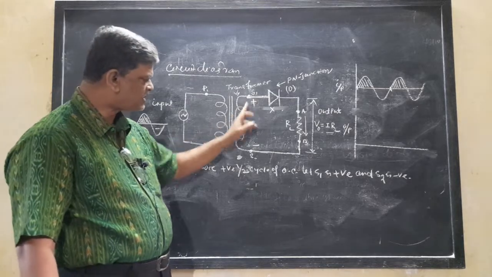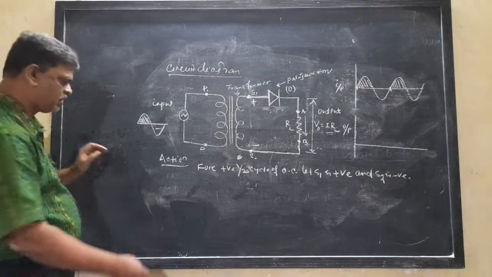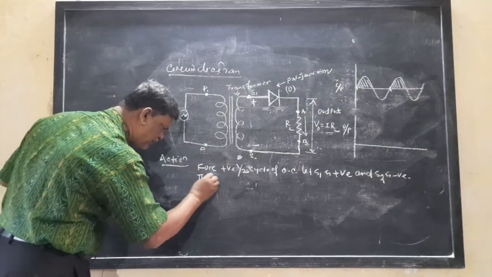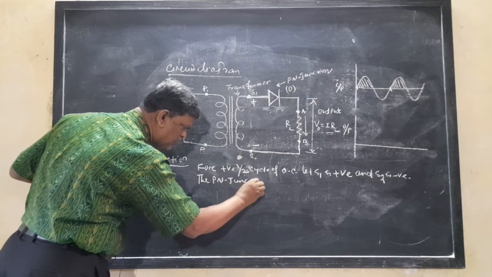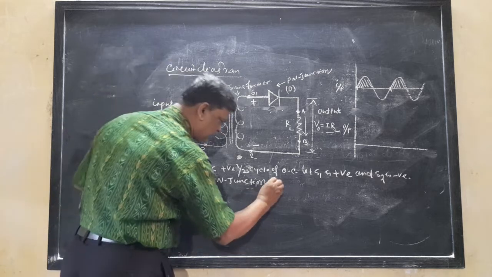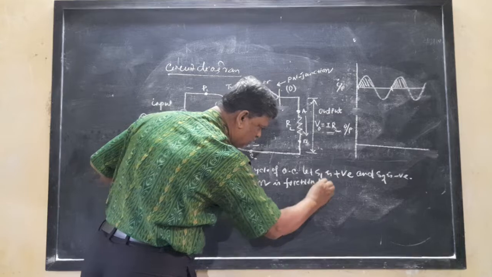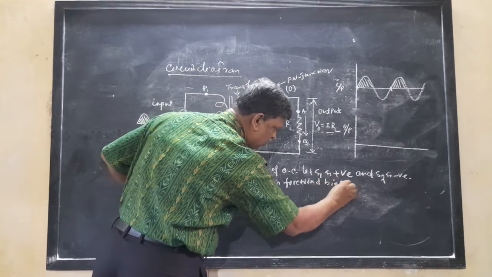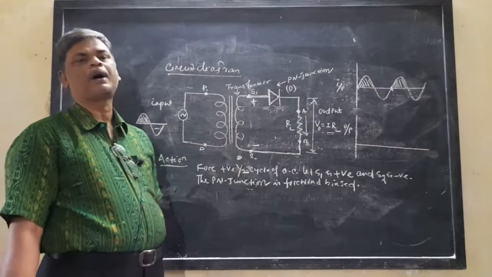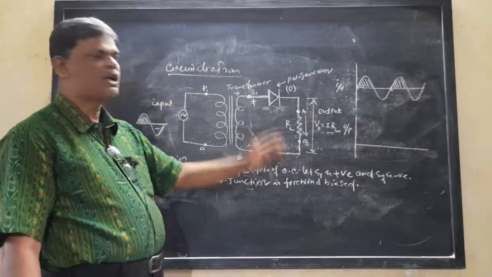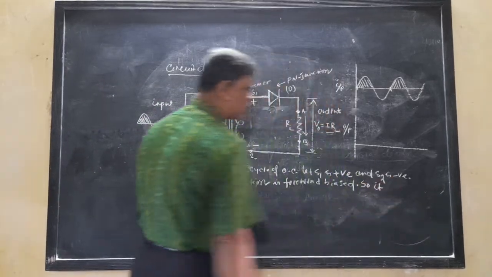As S1 is positive and S2 is negative, this diode, the PN junction, is forward biased. As the PN junction is forward biased, it conducts the current through it.